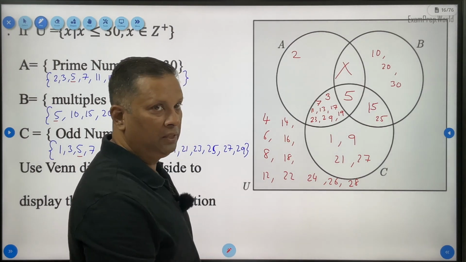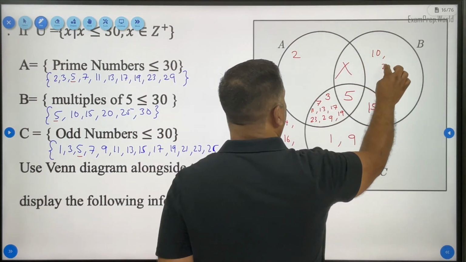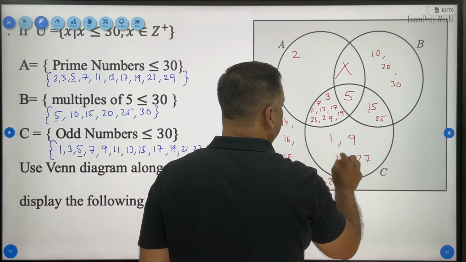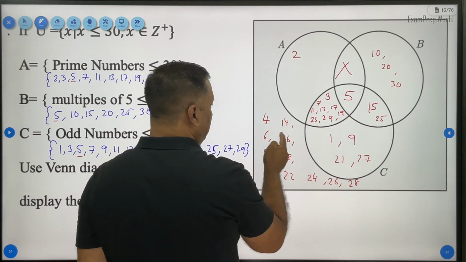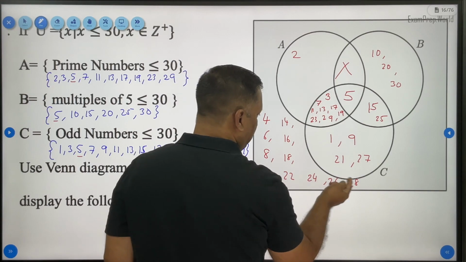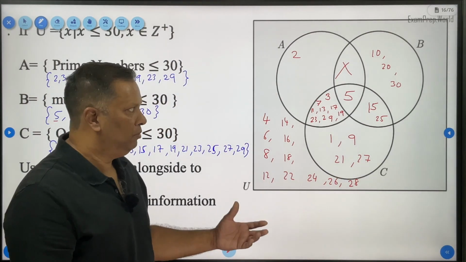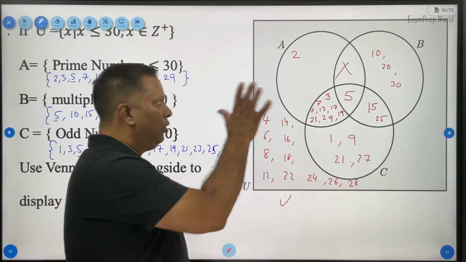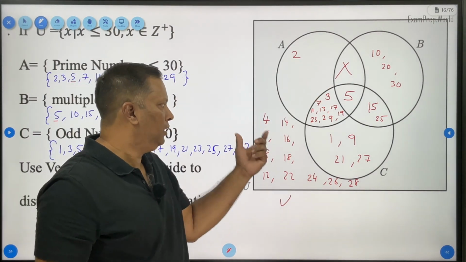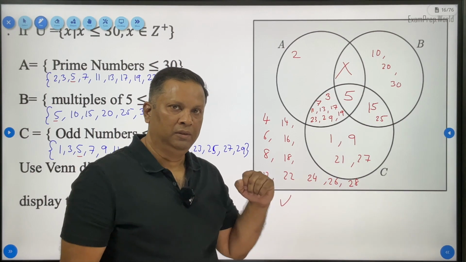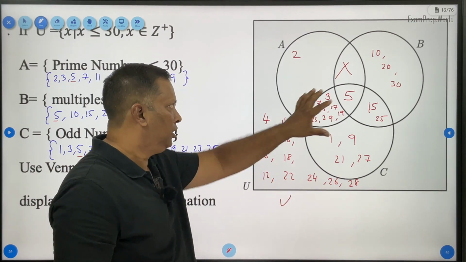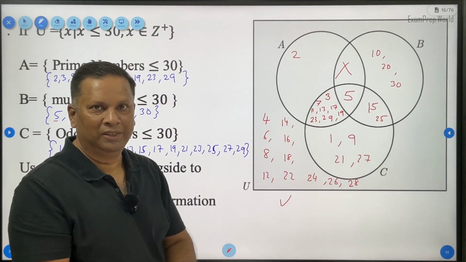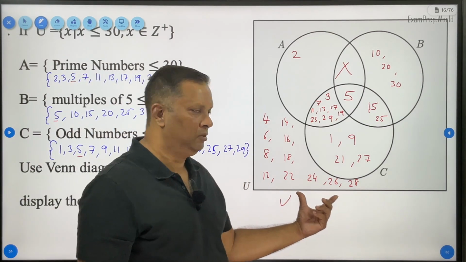Now, how many were there in total? 1, 2, 3, 4, 5, up to 30. So, all 30 elements are included in the Venn diagram. So, our Venn diagram is right. That's the test. You count all the elements inside the sets and outside the sets, which are in the universal set but not in A, B, C. Total should be 30 because the universal set has 30 elements. So, we could do it properly. Great job.